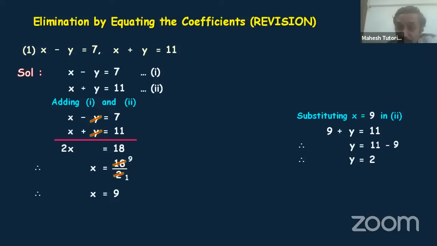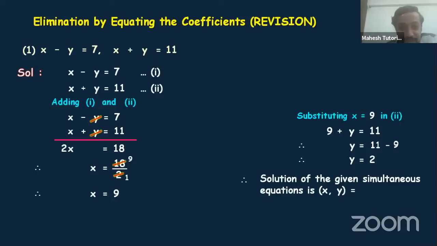So is the sum over? No. We need to write down the final statement. So students, see how are we going to write the final statement? Therefore, the solution of the given simultaneous equations is x comma y is equal to, what is the value of x that we have got? 9. So the value of x is 9. And what is the value of y that we have got? 2. So the value of y is 2.